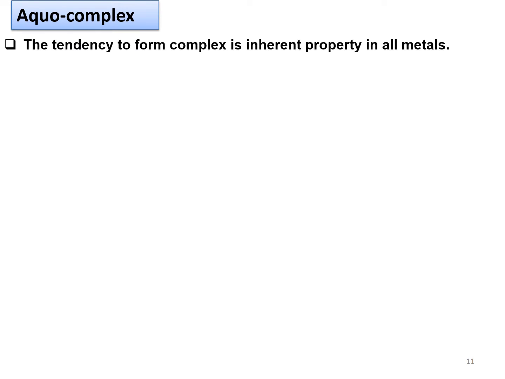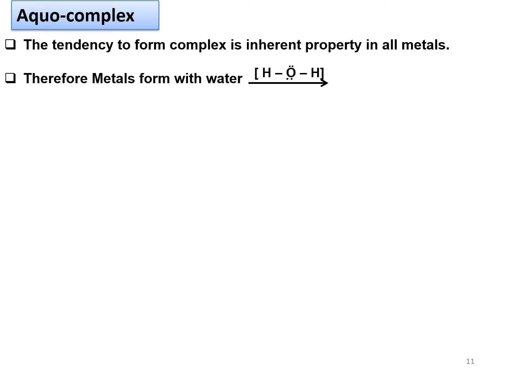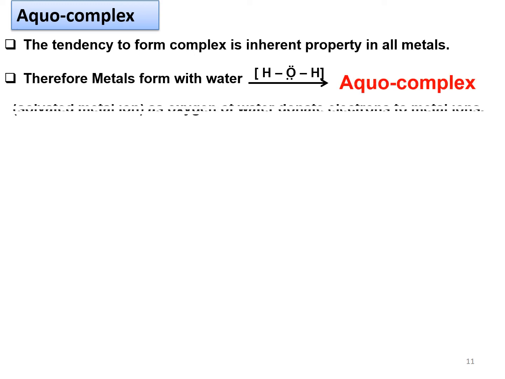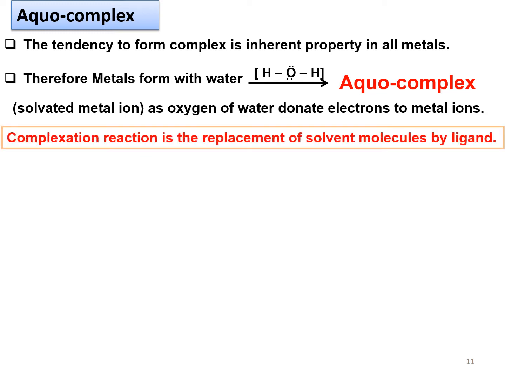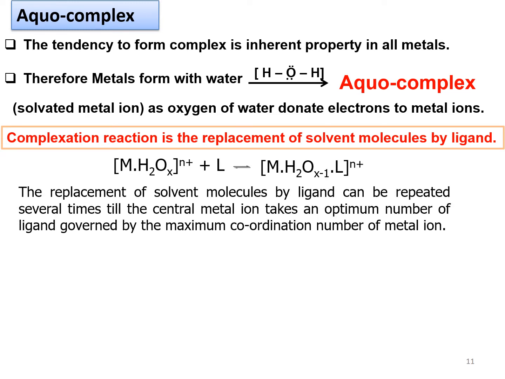So, Aquo-complexes: the tendency to form complexes is an inherent property of all metals. Therefore, metals form Aquo-complexes with water, which is a solvated metal ion, as the oxygen of water donates electrons to metal ions. Complexation reaction is a replacement of solvent molecules by a ligand.